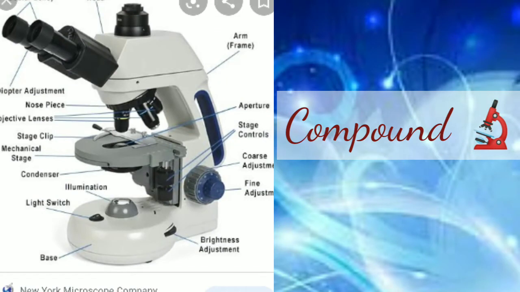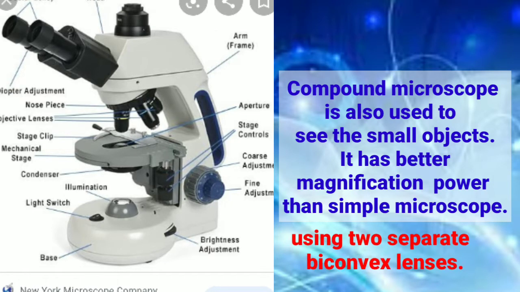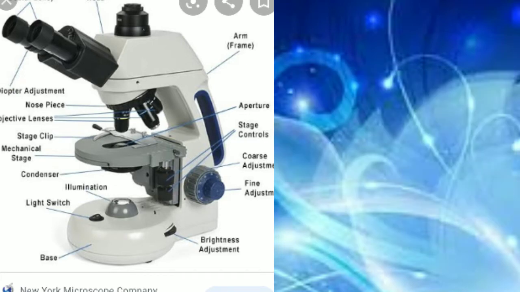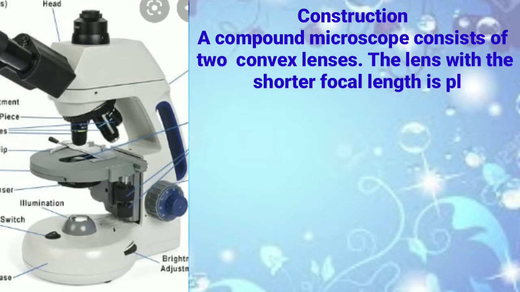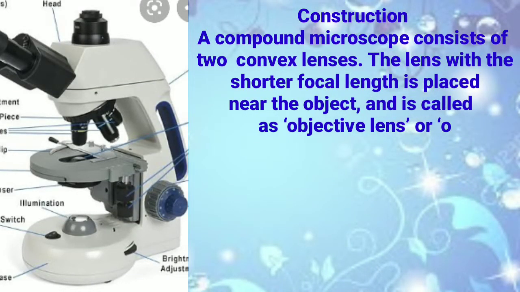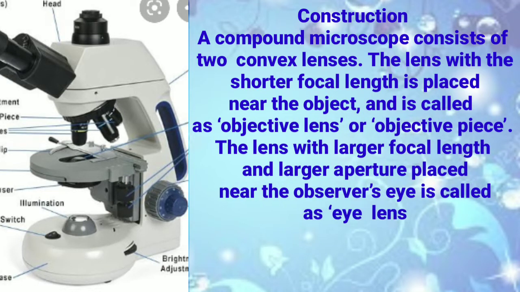Next one, compound microscope. The compound microscope is also used to see small objects. It has better magnification power than simple microscope. This microscope uses two separate convex lenses. Now see the construction. A compound microscope consists of two convex lenses.